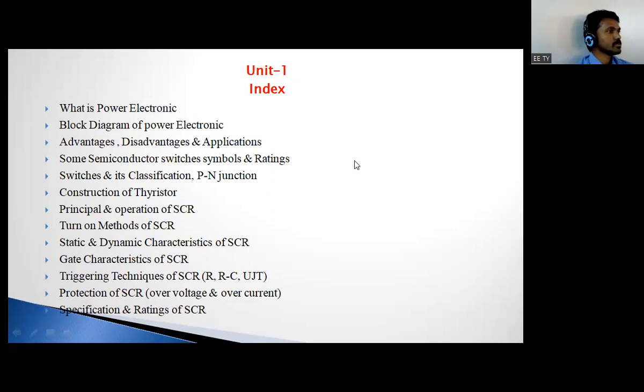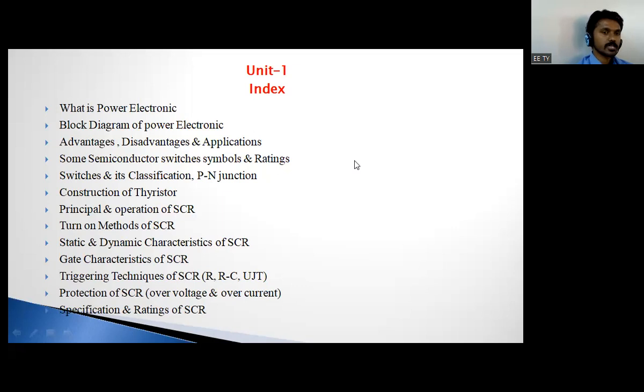That's why we need to know about the SCR. What is SCR? How does it operate, and what are its characteristics? What are the turn-on methods of SCR, and what are the turn-off methods? How can this SCR be used in power electronic converters? All these things we should study in the first unit.